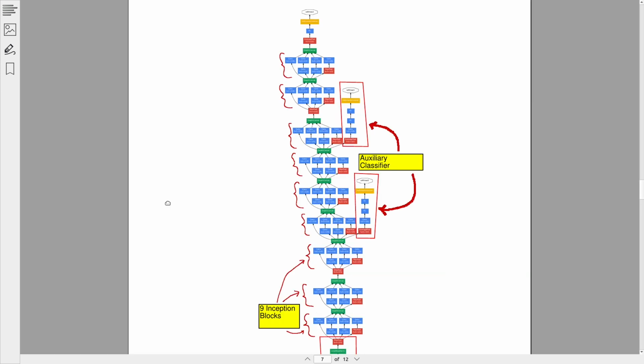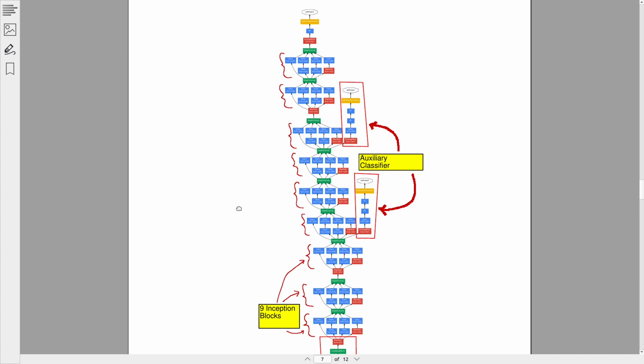Now if you look at the whole architecture in a single view, you can see that these two auxiliary layers are positioned in the middle, or in the intermediate part of the entire architecture, and that intuitively makes sense.